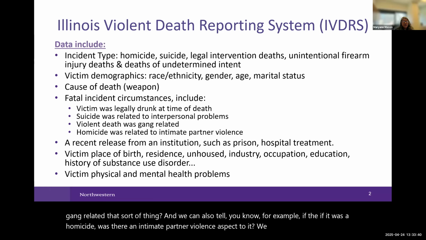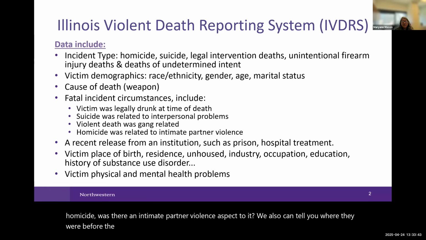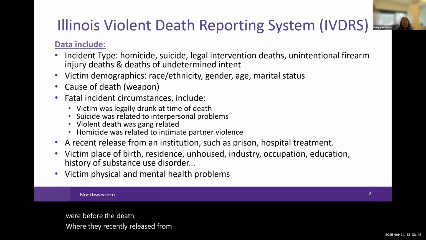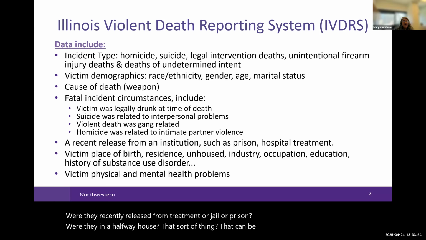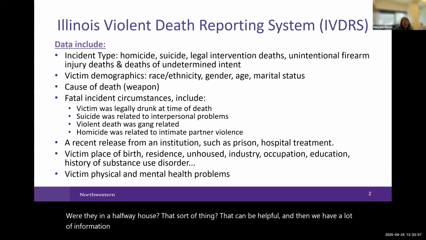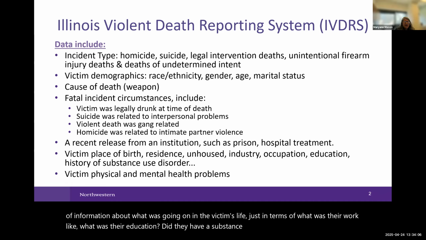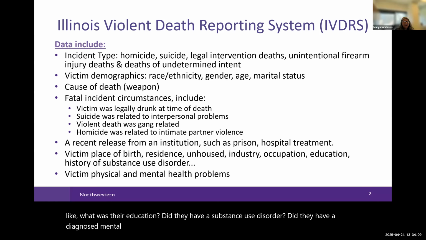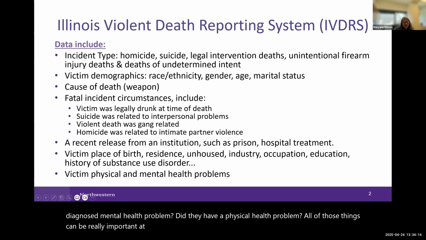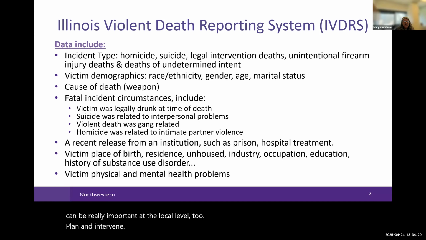We also can tell you where they were before the death. Were they recently released from treatment or jail or prison? Were they in a halfway house? That sort of thing. That can be helpful. And then we have a lot of information about what was going on in the victim's life, just in terms of what was their work like, what was their education, did they have a substance use disorder, did they have a diagnosed mental health problem, did they have a physical health problem? All of those things can be really important at the local level to plan and intervene. So IVDRS has all that.